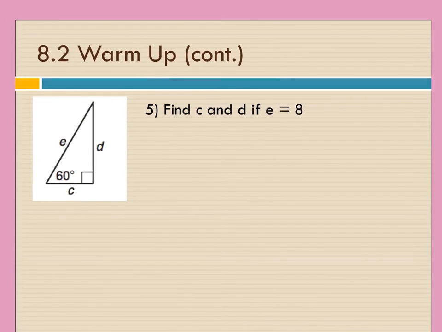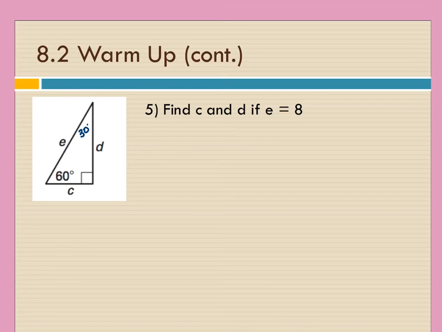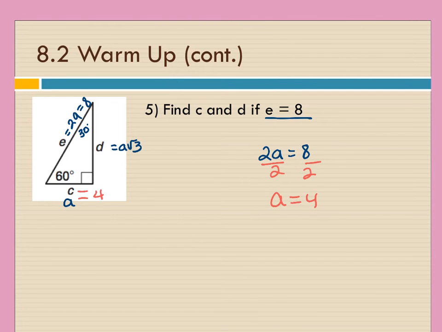All right. Again, 30, 60, 90. This is my 30. Opposite the 30 is A. Opposite the 60 is A root 3. Opposite the 90 is 2 times A. This time they give me E, so they're giving me the 2A. If 2A equals 8, how do I get A? Divide by 2. So A is 4, which means this side is 4, and this side is 4 root 3. So C is 4, and D is 4 root 3.